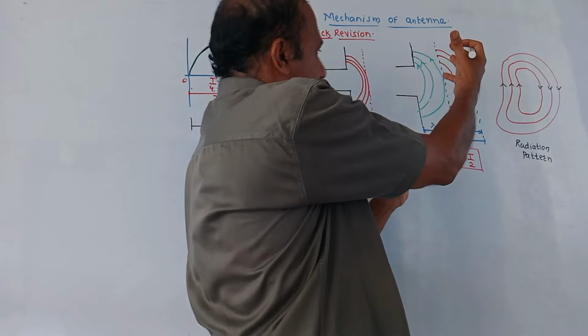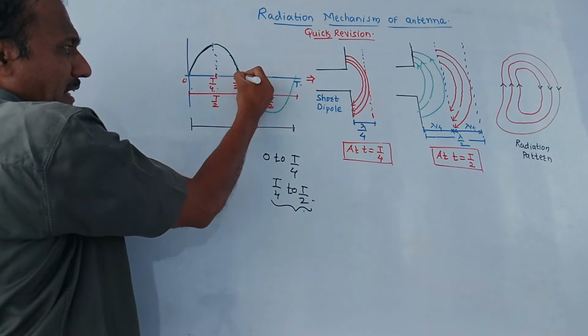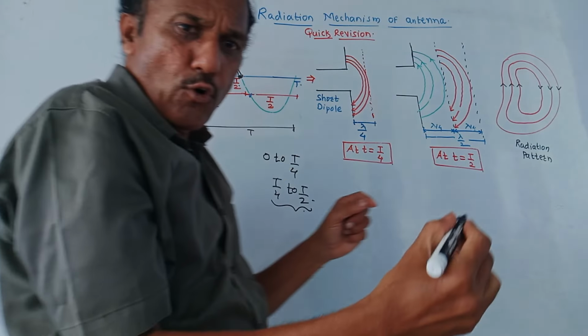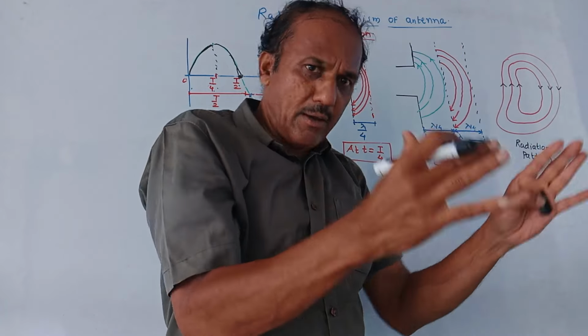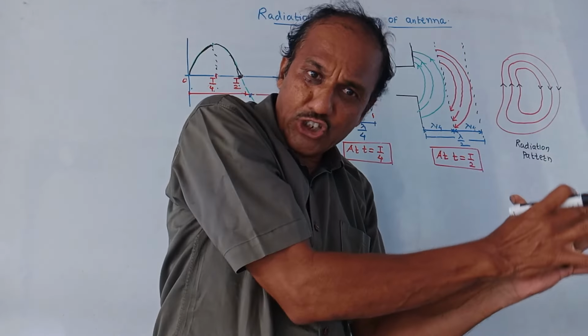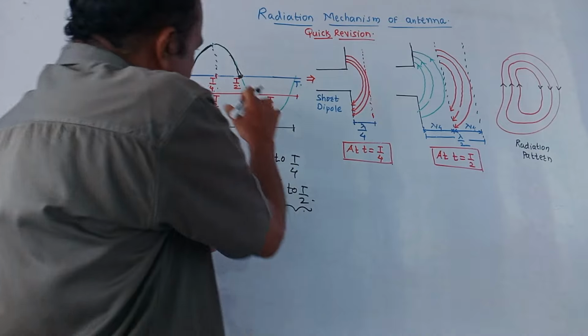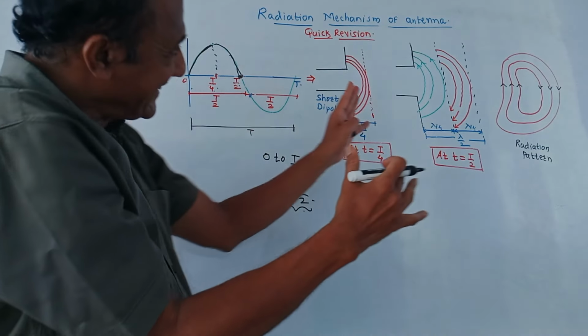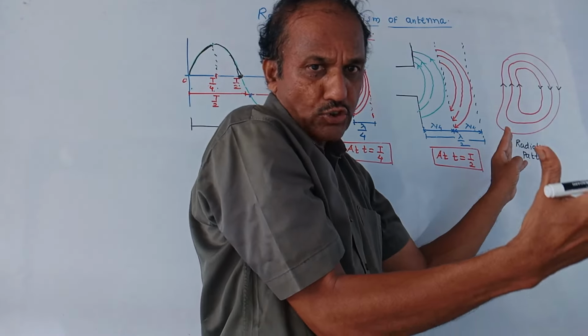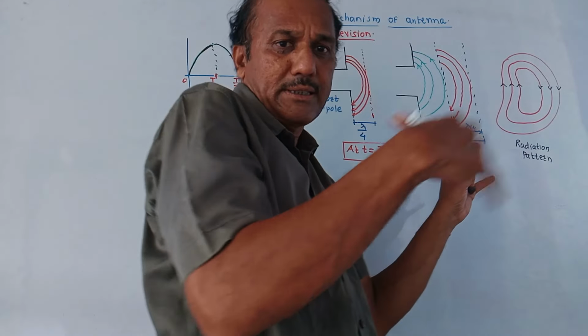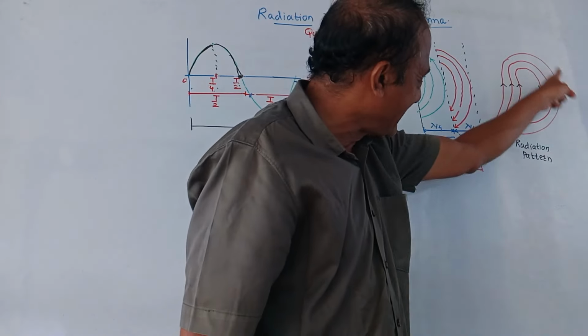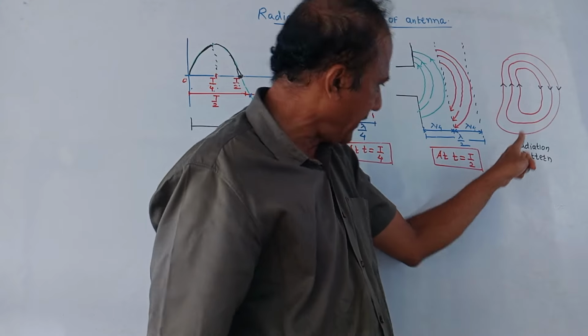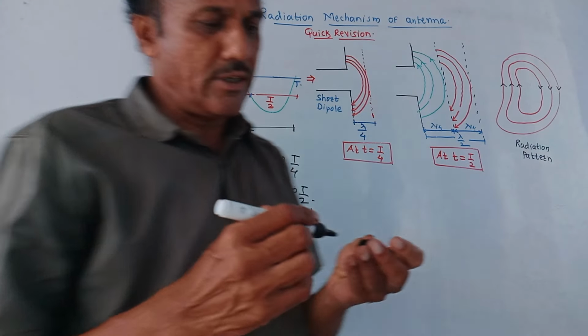Now at the end of this time period, there is no force which will keep these lines of force attached to the structure. So the force becomes 0, because of which these 6 lines of force will be detached, will be separated out from the structure, and this kind of pattern is generated, which is called the radiation pattern.